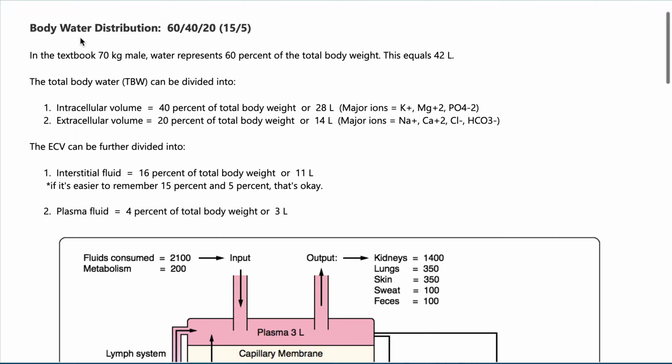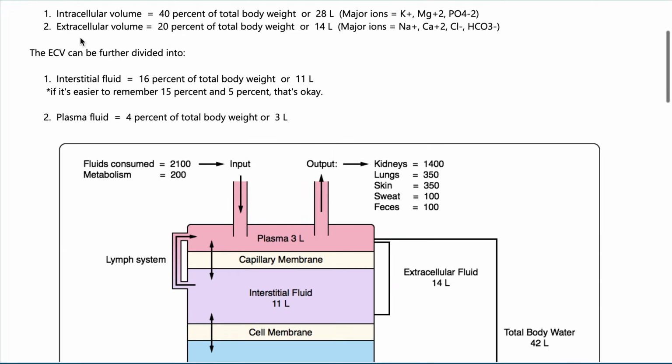Major ions include potassium, magnesium, and phosphate. Extracellular volume, or ECF, is about 20% of total body weight, which is 14 liters, and major ions include sodium, calcium, chloride, and bicarb. The ECV can further be divided into interstitial fluid, which is 16% of total body weight, or 11 liters. If it's easier to remember 15% and 5%, that's okay. And then plasma fluid, 4% of total body weight, or 3 liters.